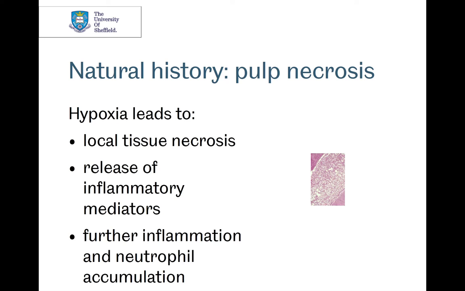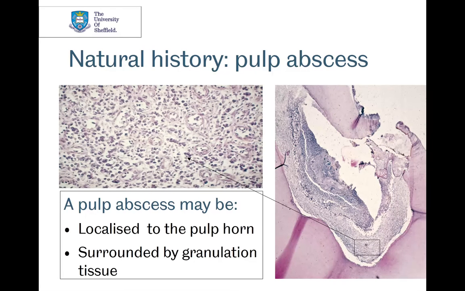You get more inflammatory mediators released from the necrotic tissue, and so it's not as if you slow down the inflammatory process. In fact, you accelerate it, because you're going to get further inflammation and neutrophil accumulation because of the necrotic tissue that's there. And eventually you might form an abscess, an area of dead and dying neutrophils in a pulp horn. The rest of the pulp, if it remains vital, might be trying to wall it off, because it will make granulation tissue round about it.